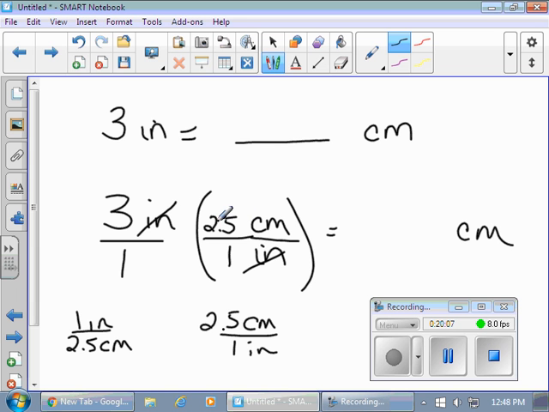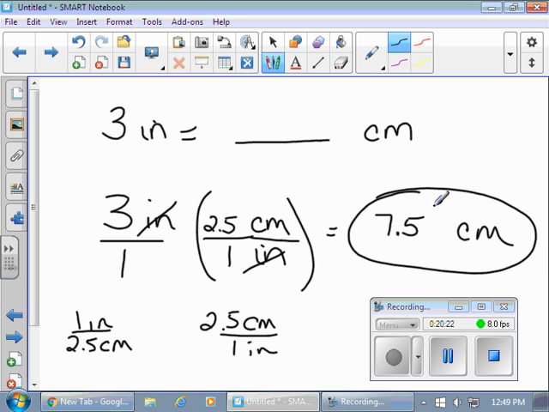Well, 2.5 is almost like a quarter, so 3 of them would be what? 7. So 7.5. And what's 1 times 1? And what's 7.5 divided by 1? 7.5. So my answer is 7.5 centimeters.